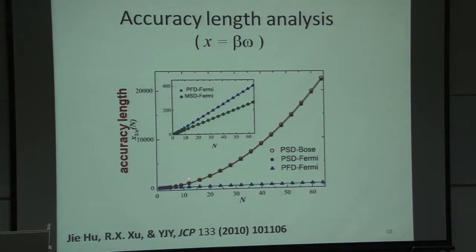You see the new Padé spectrum decomposition, and the accuracy length increases dramatically as n increases, where n is related to the number of dissipatons we are going to involve. This is the blue line, and the green line is even below the blue line.